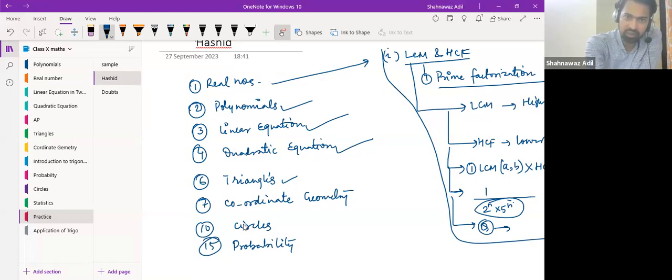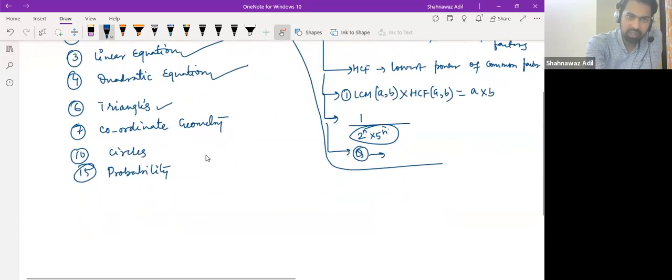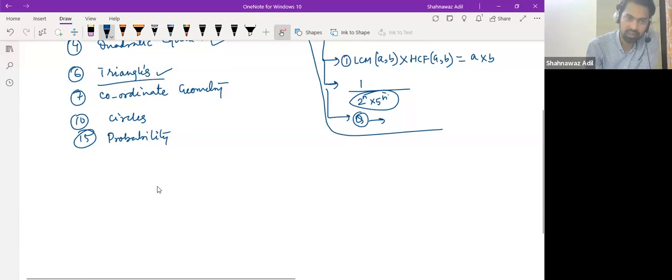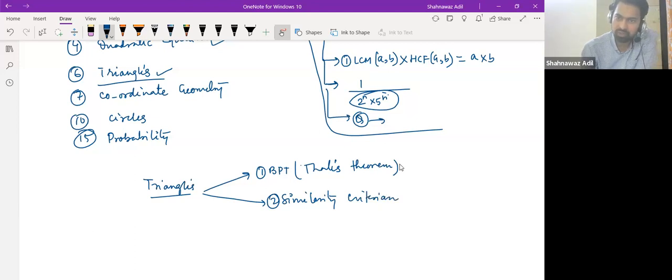One more thing, that in triangles we have to remember, we studied about this BPT theorem, which is also called the Thales theorem. And then we understood about the similarity criteria. In the Thales theorem, the first was the Thales theorem, theorem one, and the other was the converse of this Thales theorem, right?